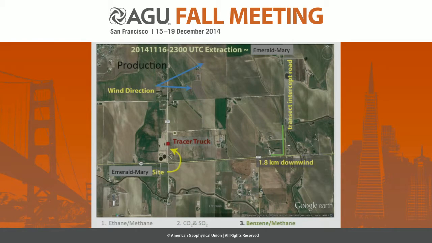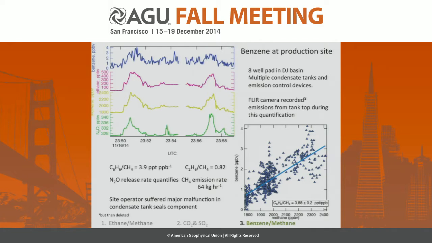Okay, so our third emission ratio, we're doing a tracer experiment here. We're looking at benzene, and we see in this particular downwind transect, about a mile downwind, good correlation between the tracer, methane, ethane, and here benzene. We are seeing, in this case, for this characterization, about 4 per 1,000 molar benzene to methane.